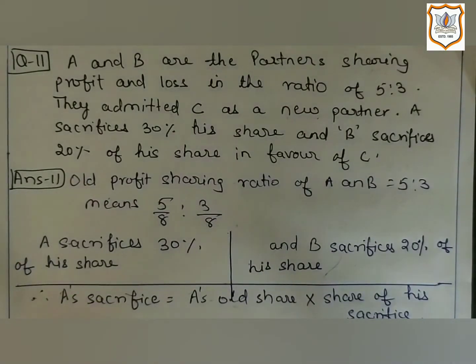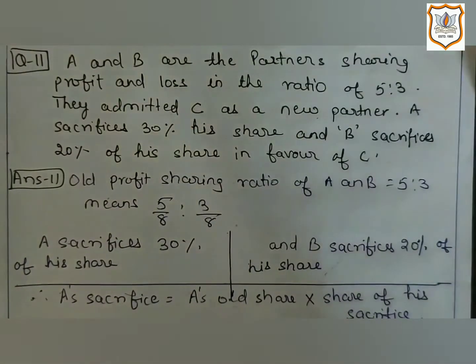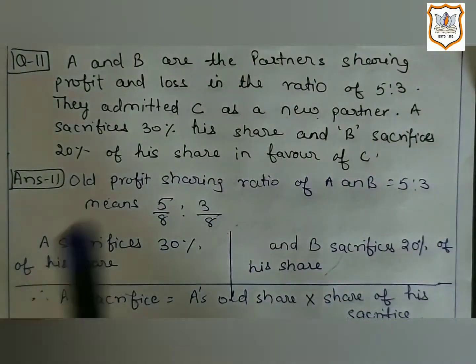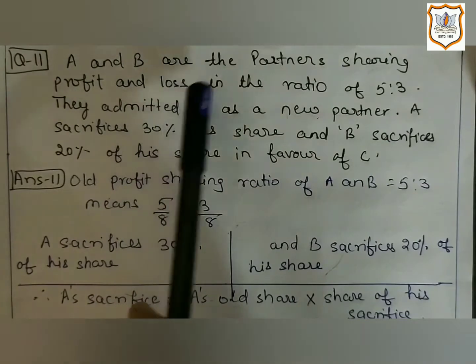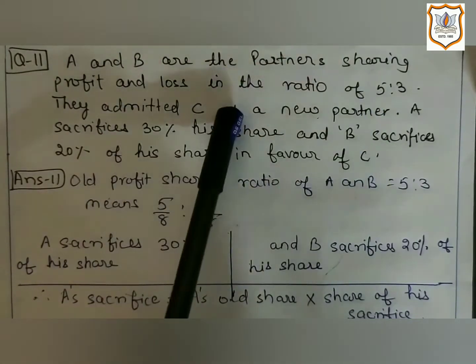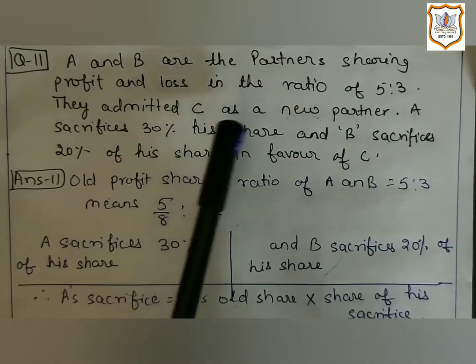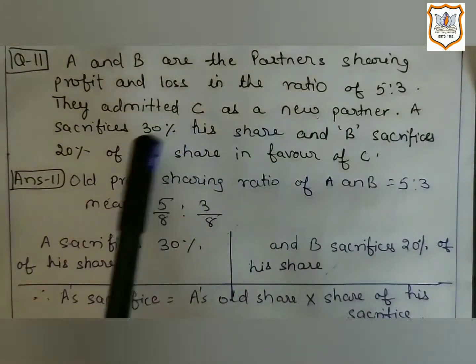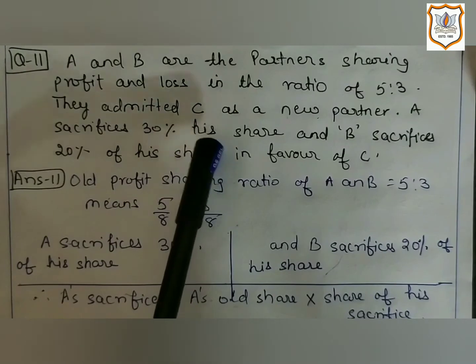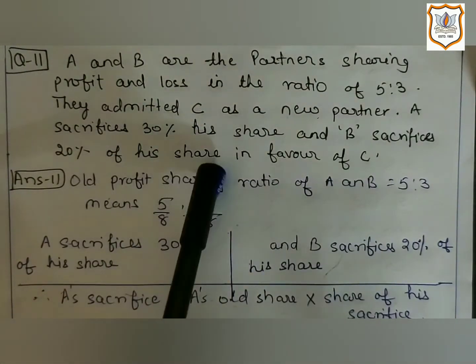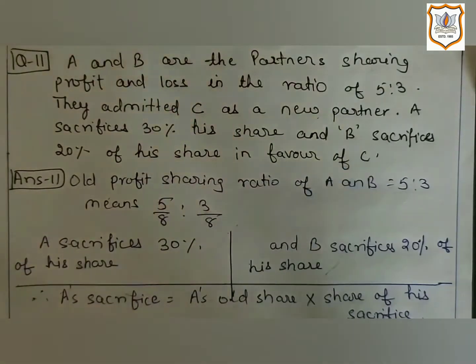Today we will be continuing with some more short sums of your textbook of chapter number 5 on page number 205. So here is question number 11. A and B are the partners sharing profit and loss in the ratio of 5:3. They admitted C as a new partner. A sacrifices 30% of his share and B sacrifices 20% of his share in favor of C.